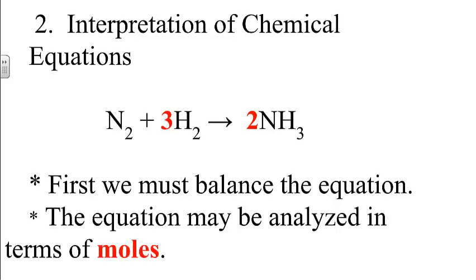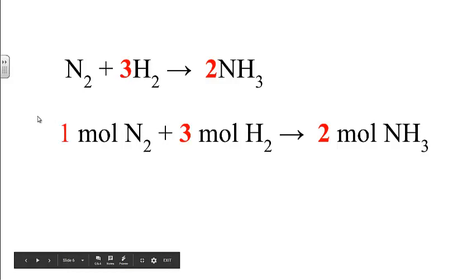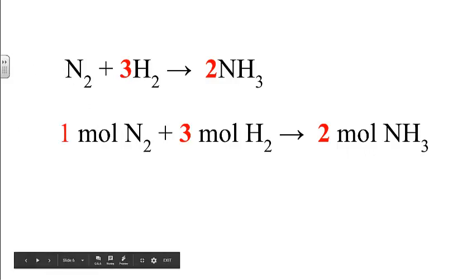Okay, now that we have it balanced, the equation may be analyzed in terms of moles. So here we have it written out as an equation with moles. We have 1 mole of nitrogen plus 3 moles of hydrogen, because we had a coefficient of 3 up here, yields 2 moles of NH3. Notice for nitrogen we just put 1 mole because there's no coefficient, so we would just always assume that to mean 1.